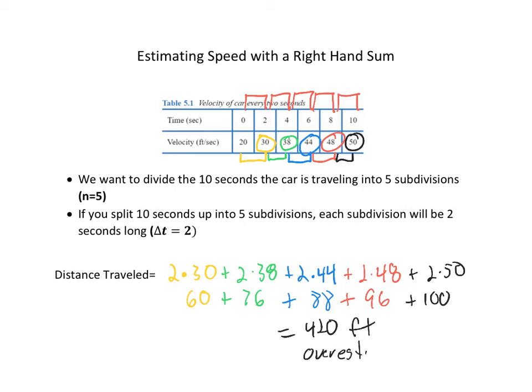The reason this is an overestimate is like during this time here from 0 to 2 seconds, the car is traveling somewhere between 20 and 30 feet per second. So using the value of 30 would be an overestimate. But what I now know for sure from the last page is the car must have gone between 360 and 420 feet.